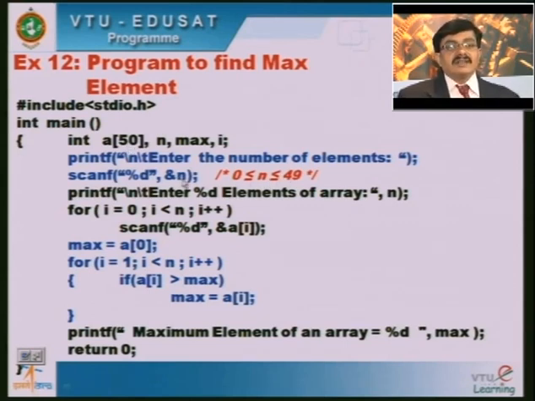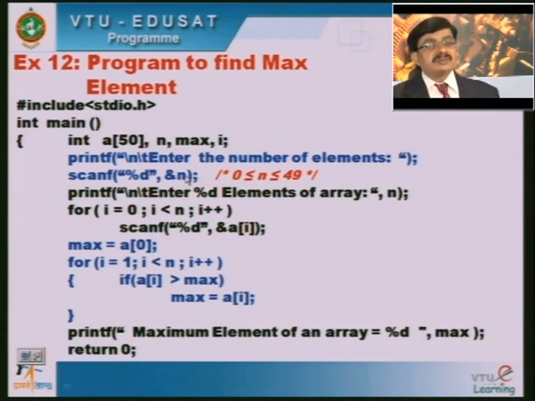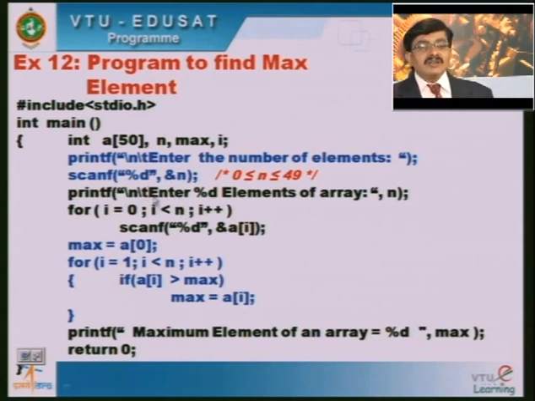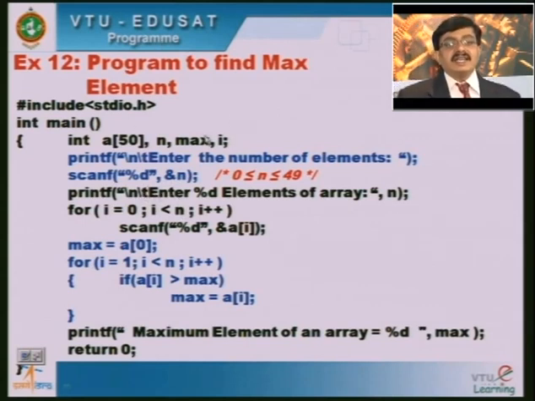I cannot have the n value as 51 or 52. I can have a maximum of 50 elements there. So I should make sure that the value I read here, the number of elements, is lesser than 50. With this I will be reading the number of elements the user enters. Next, after that I should read all the n elements of an array.